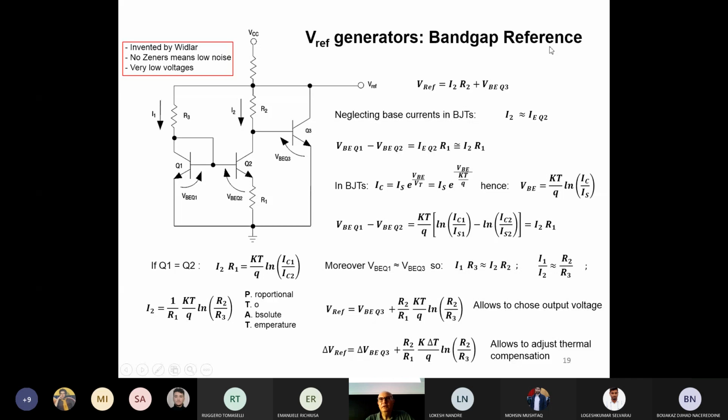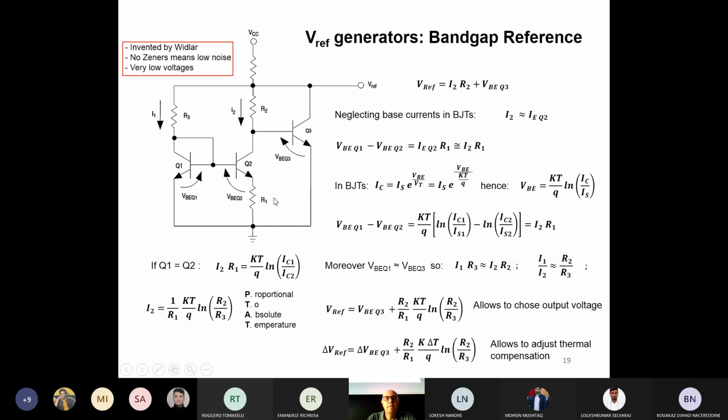Why is it called band gap? Because it has to do with the band gap of the material. Basically, it has to do with the knee voltage of the device. So if, instead of using silicon, we use gallium arsenide or other semiconductors, we will have different starting voltages, let's say.